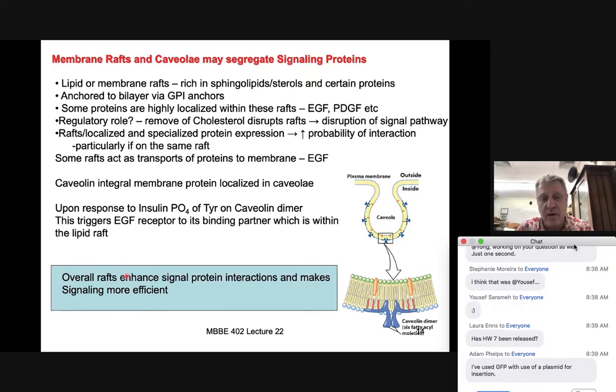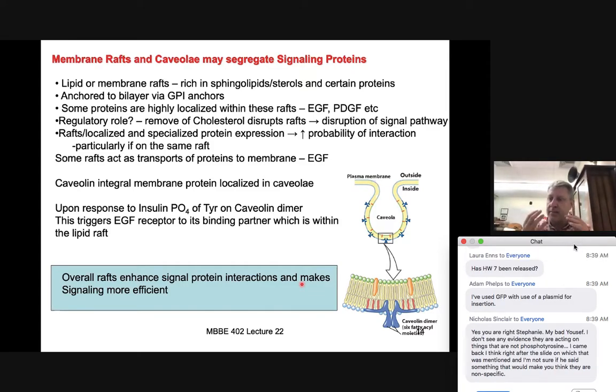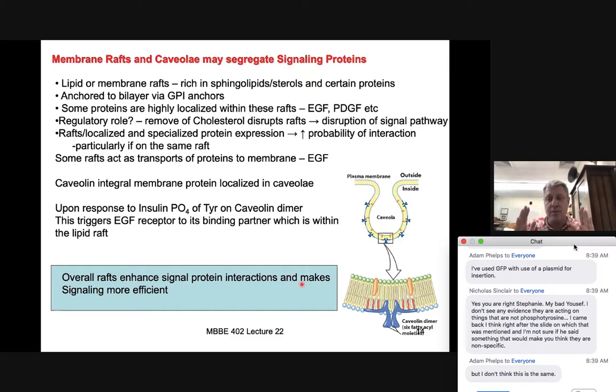So again, overall lipid rafts enhance signal protein interactions and make signaling a lot more efficient by crowding things together, by providing them, I'm going to put it in the nicest way, the right soil type to grow, meaning that the lipid raft provides an environment which allows transmembrane proteins to conglomerate together to be more efficient in their particular job and their work. Okay, so the better soil type, the better growth you'll get, basically.